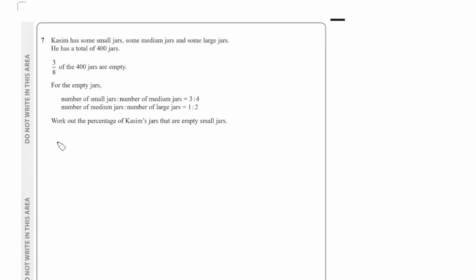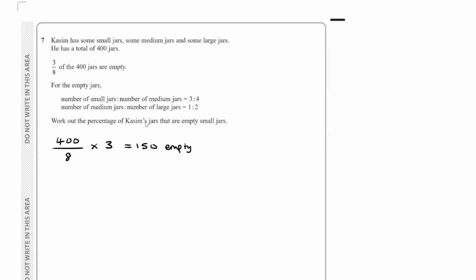So we could work out how many are empty in the first place, couldn't we? I need to work out 3/8 of 400 without a calculator. That means I'm going to divide by the denominator and then multiply by the numerator. So you can use bus stop here, or what I would do is just do 40 divided by 8, I know is 5, add the 0, 50. And then times by 3 is 150. So there's 150 empty jars just generally of all sizes.